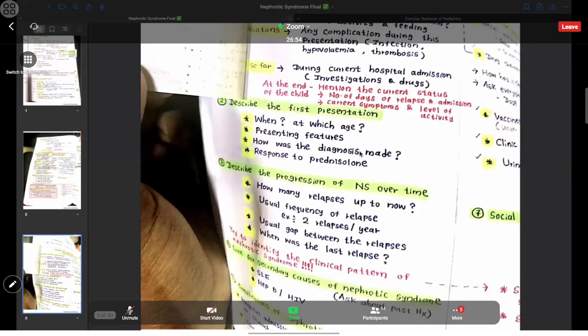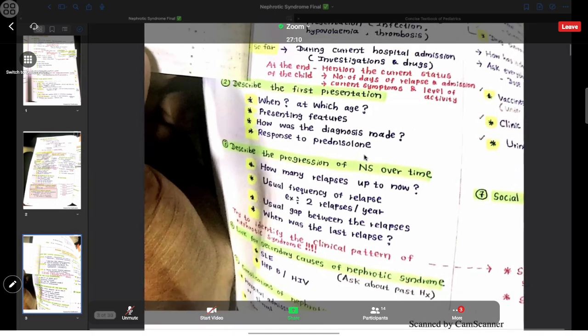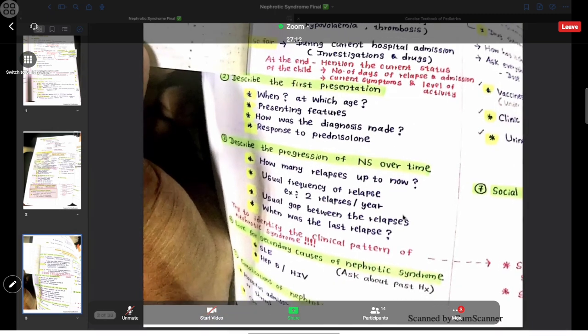So for the first presentation, you ask at what age the child had the first presentation. That will give you an idea of whether you are talking about typical or atypical features of nephrotic syndrome. Then what were the presenting features at that time? How was the diagnosis made and what was the response to prednisolone at that time? Then you describe the progression of nephrotic syndrome over that time. After that, you ask about how many relapses the patient had. What was the usual frequency of the relapses?